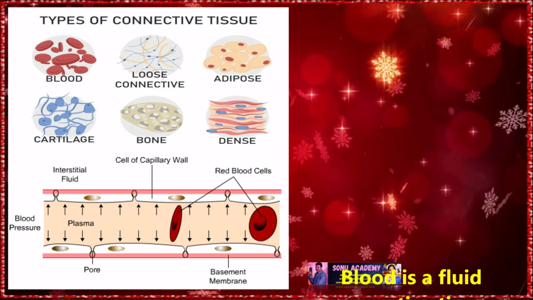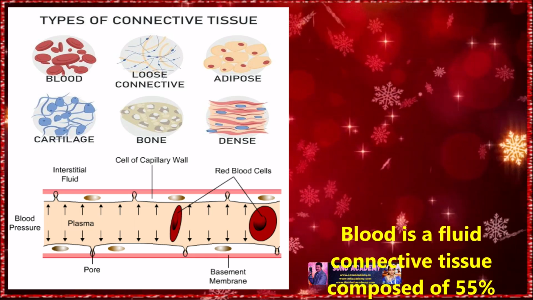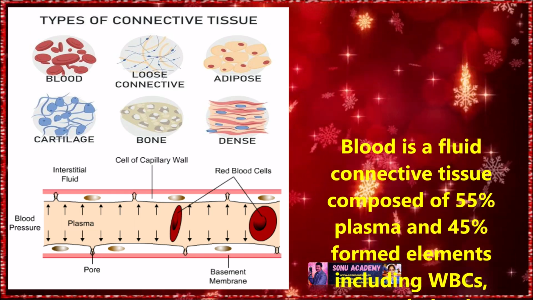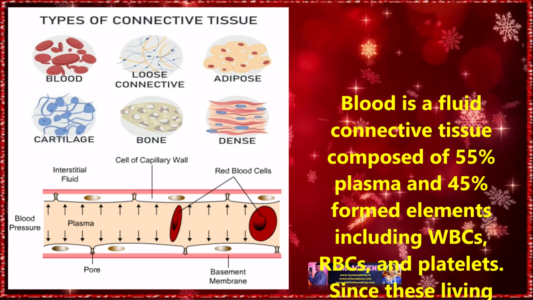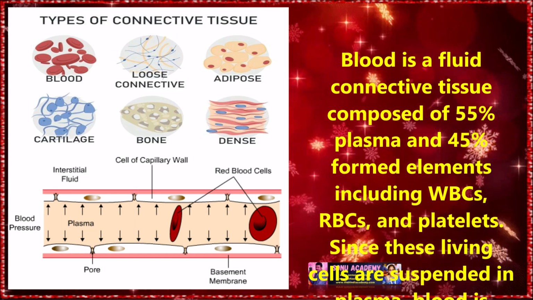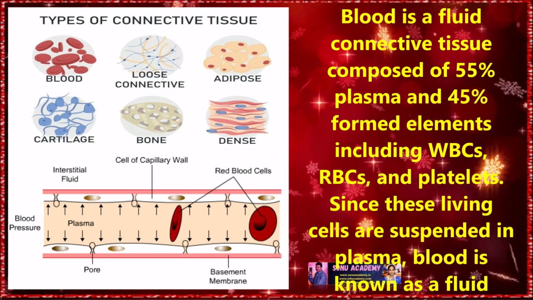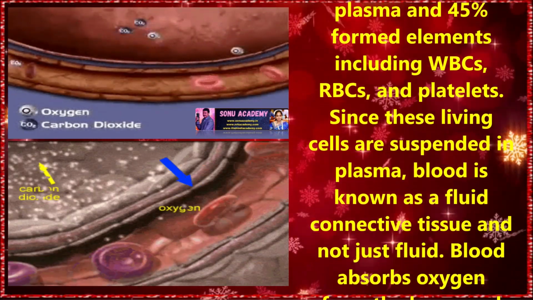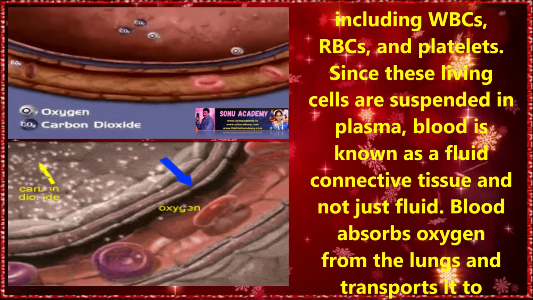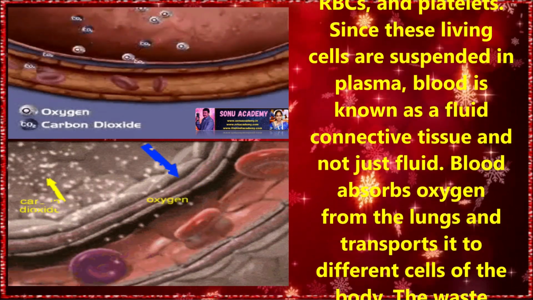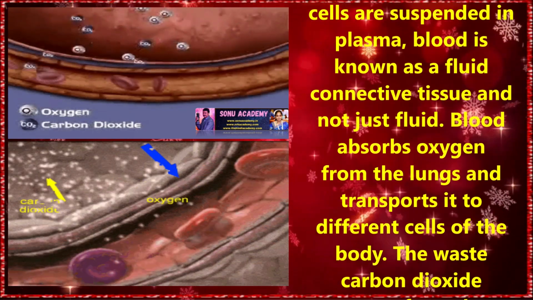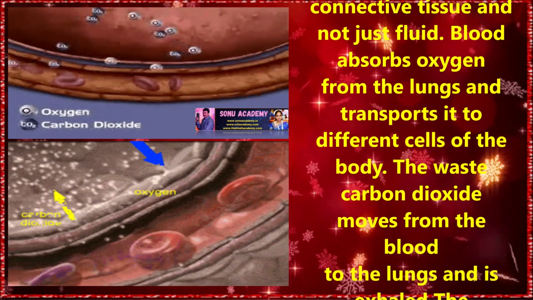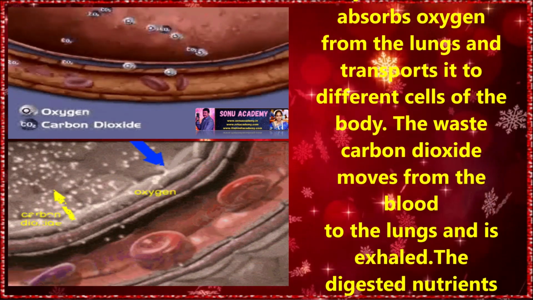Children, as we already discussed, blood is a fluid connective tissue composed of 55% plasma and 45% formed elements including WBC, RBC and platelets. Since these living cells are suspended in plasma, blood is known as fluid connective tissue and not just fluid. Providing oxygen to the cells: blood absorbs oxygen from the lungs and transports it to different cells of the body. The waste carbon dioxide moves from the blood to the lungs and is exhaled.